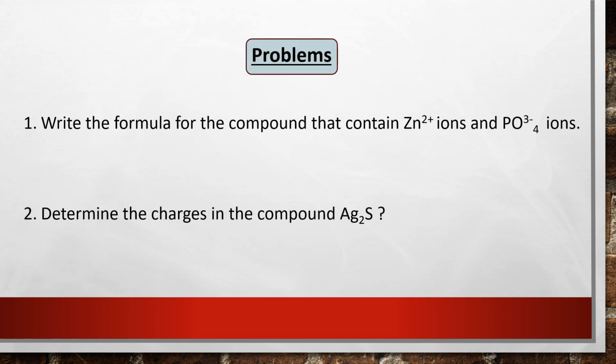It's problem solving time. Our first problem is write the formula for the compound that contains positive zinc ions Zn2+ and negative phosphate ions PO4 3-. Our second problem is determine the charges in the compound Ag2S. The solutions are on the next slide, but you can try to solve these problems yourself.